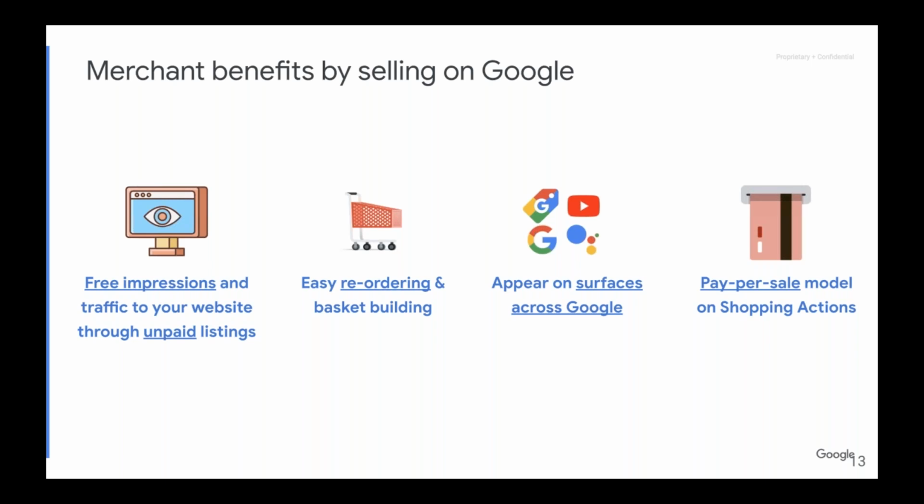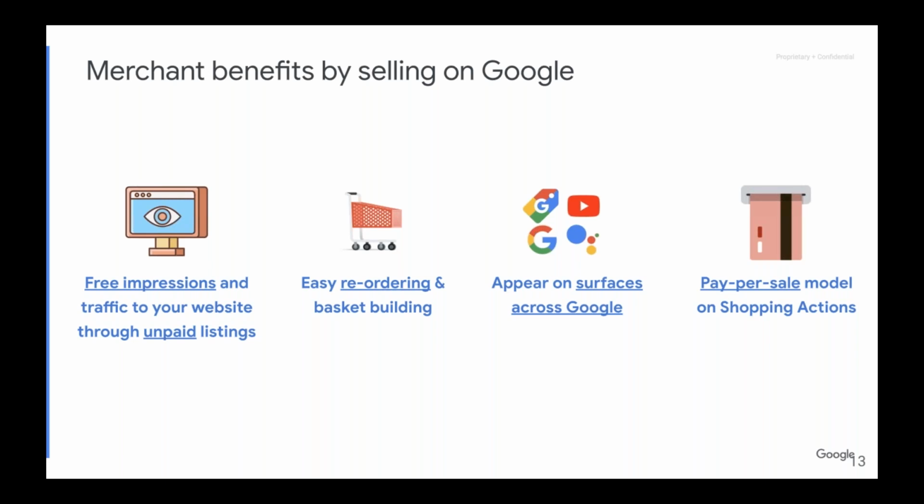The third piece, we've spoken about this. It gives merchants the avenue to make their products appear on surfaces across Google. So Google Search, Google Images, Assistant, YouTube, and of course, I'm sure many more surfaces would come in soon.